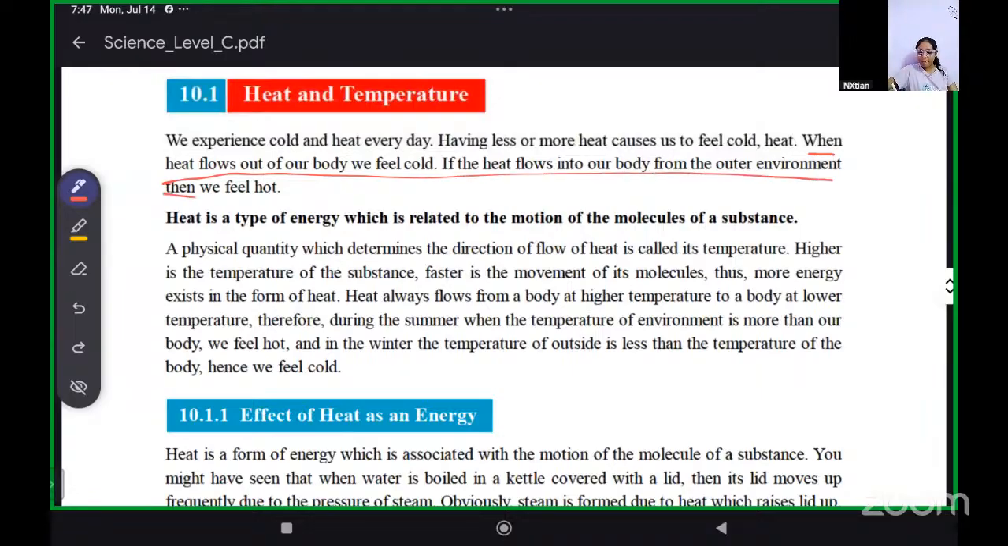Now, heat is a type of energy which is related to the motion of the molecules of a substance. We know that heat is a form of energy, right?